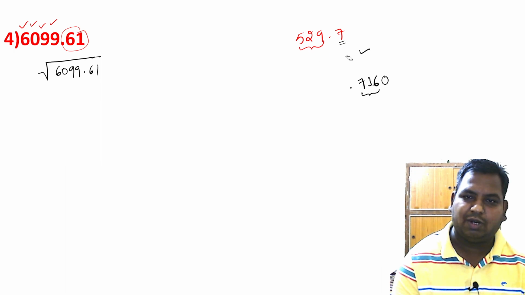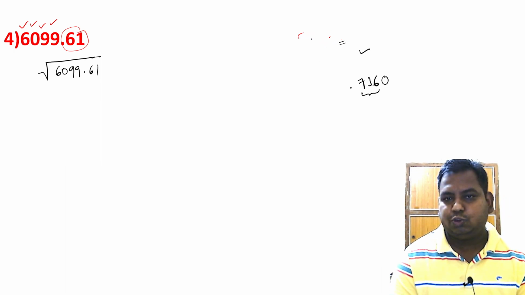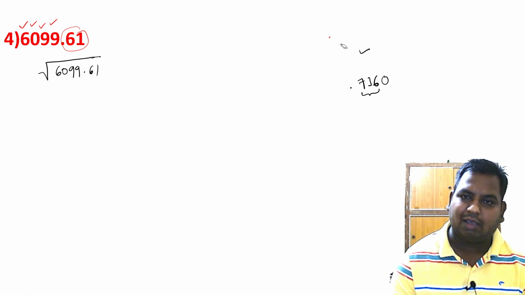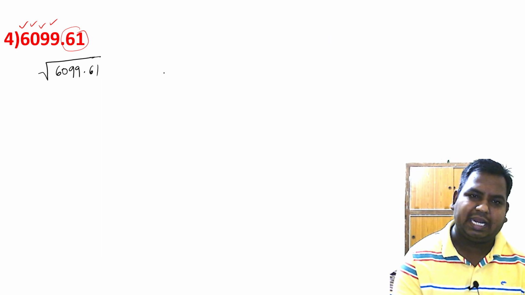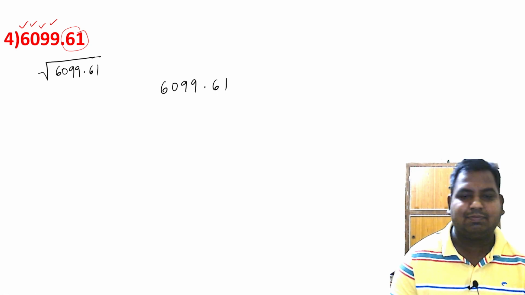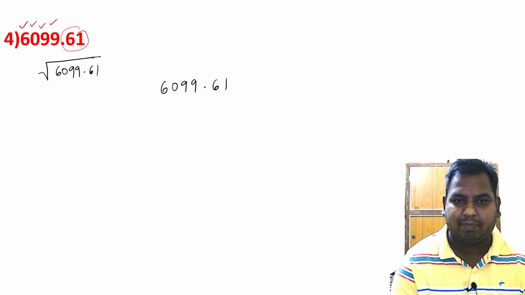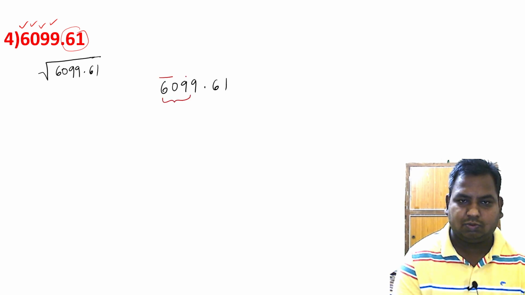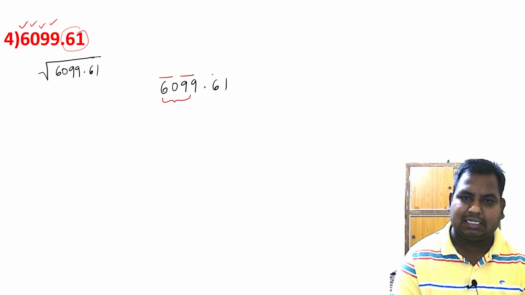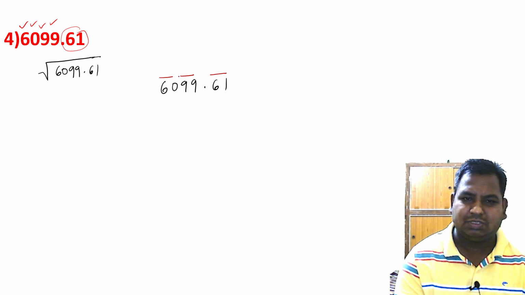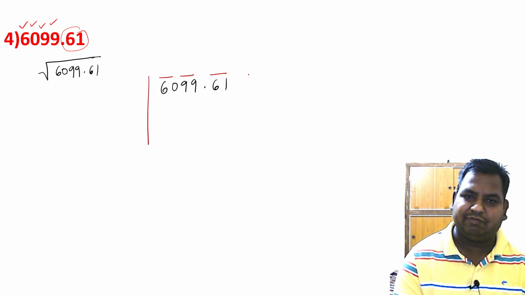So if you are finding a square root of a decimal, you should check that you have even number of digits in the decimal part, even number of digits in the whole number part or integer part. So write down now. We have 6099.61. So place bar on two digits. First place bar on two digits in the whole number part. So 2. Next you place bar on two digits in the decimal part. 61. Done. Now just do normal long division.